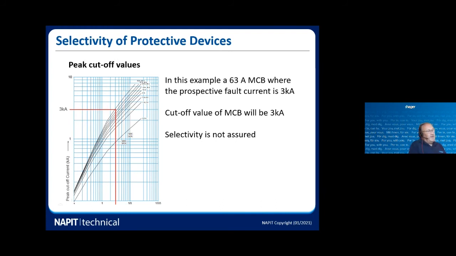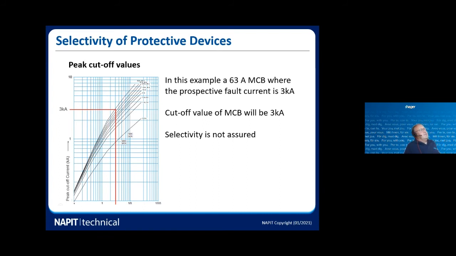Now, because it's a 3000 amp fault, 3000 amp cutoff value, that's purely coincidental. So if you see the 10,000 amps, you see that doesn't relate to 10,000 amps. So, okay, don't relate the fault value to the peak current cutoff value. You do need to trace it from the curves.